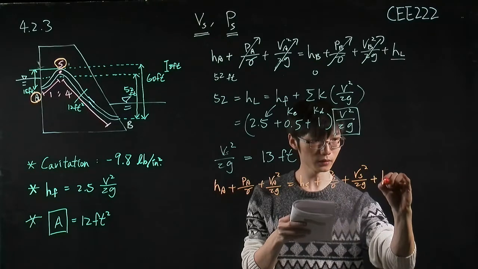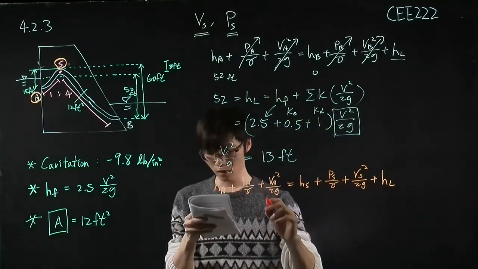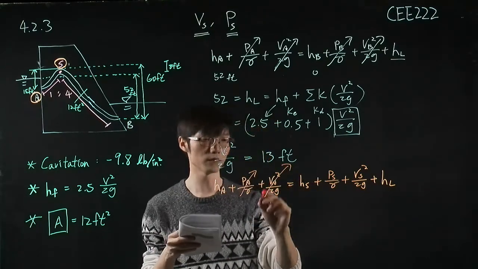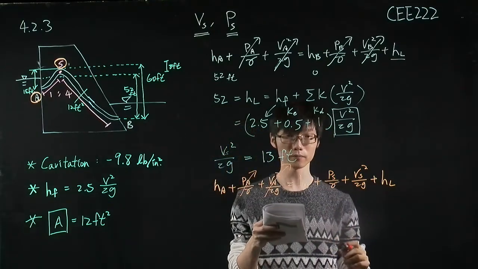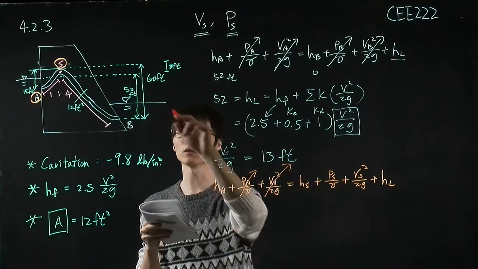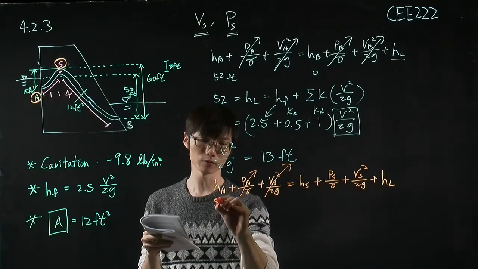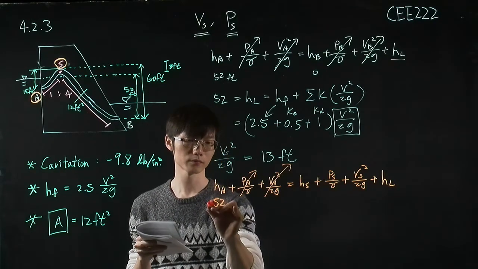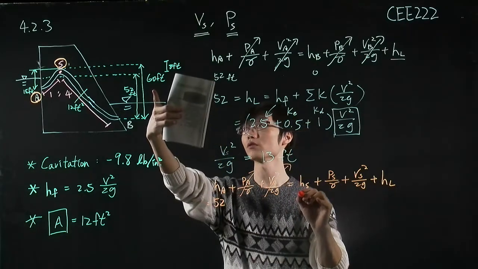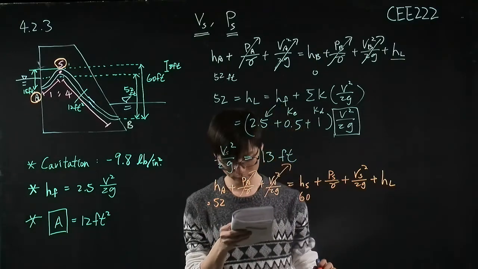the head loss. Okay, similar to the previous one, we can cancel out this because PA and VA are equal to 0. Okay, and we know HA is equal to 52. This is equal to 52. And HS is equal to 60, right?